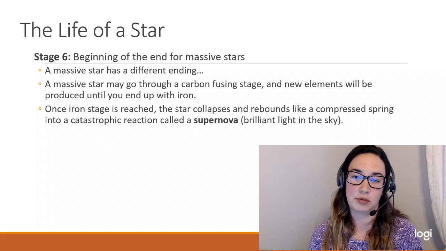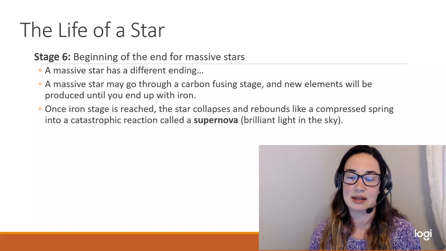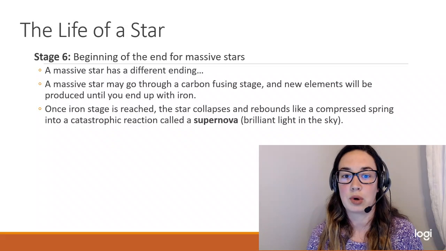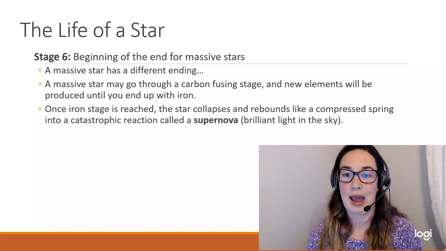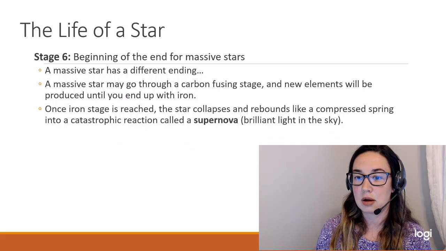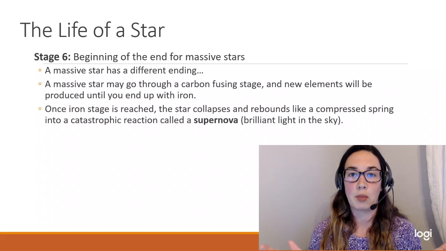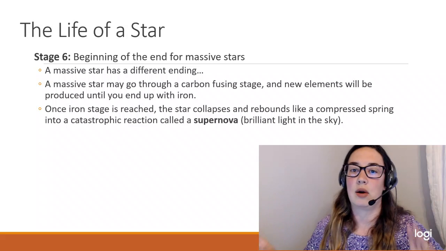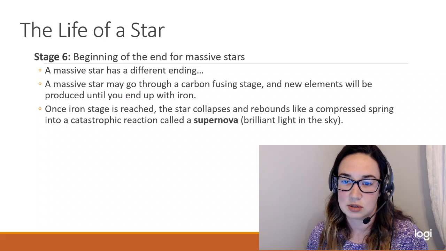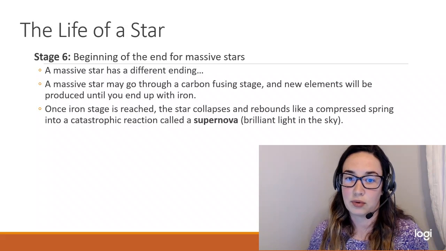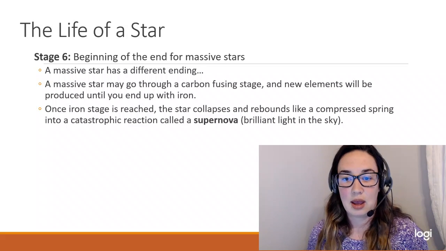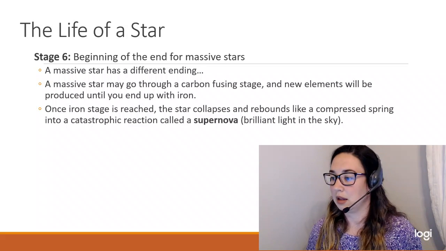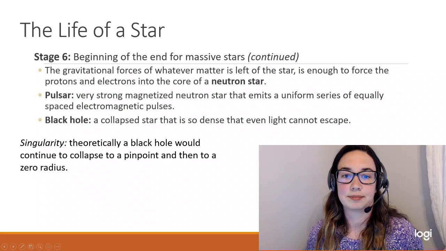And a supernova is a really bright light in the sky. There's no collapsing happening in the less massive stars, but that does happen in the more massive stars, where it shrinks and collapses and then expands out into that catastrophic reaction. So it does still end for the massive stars essentially, but a little bit more drastic and a little bit more eccentric.